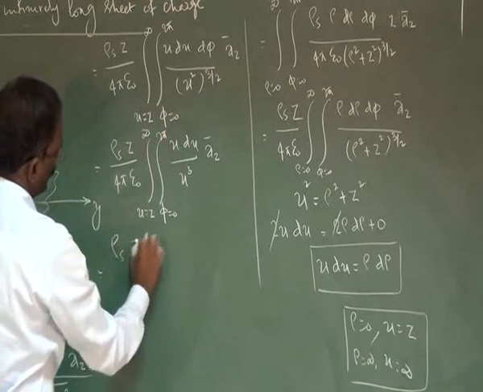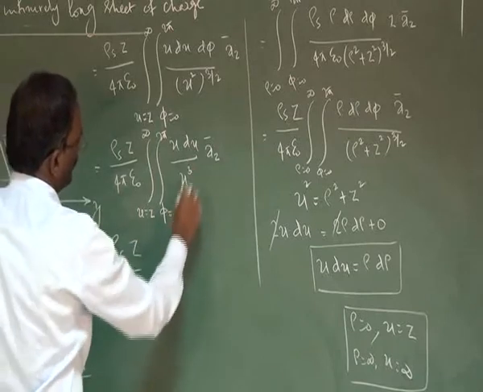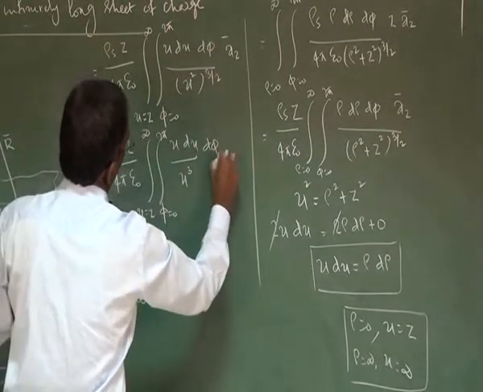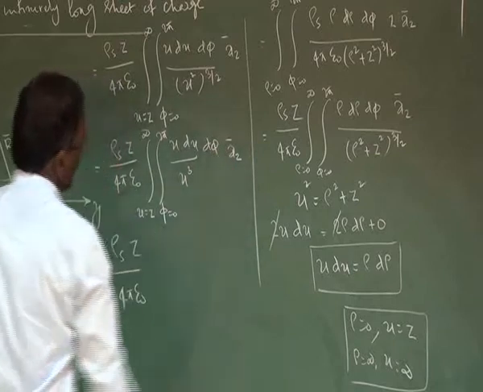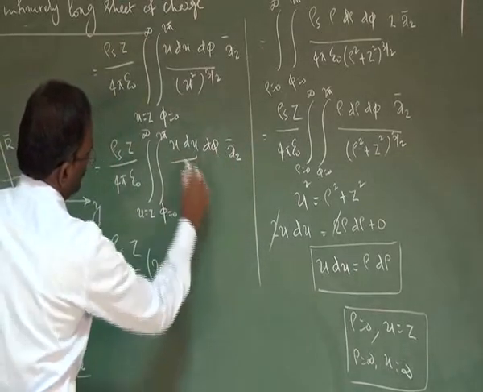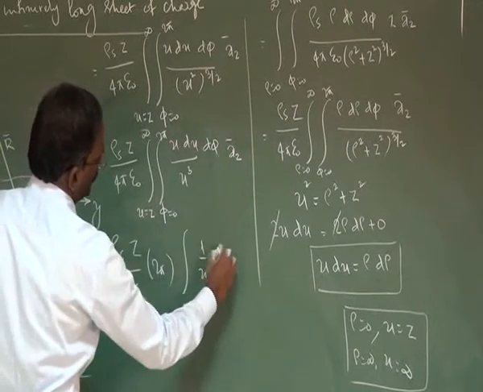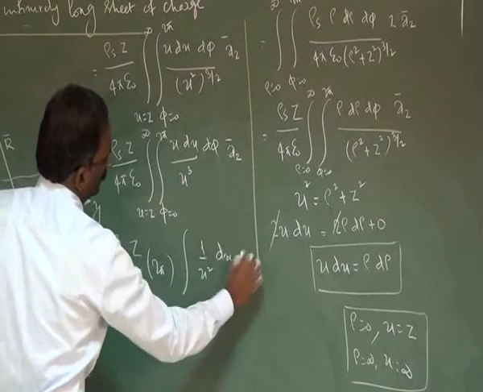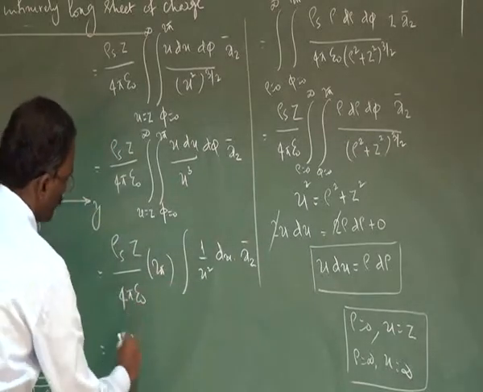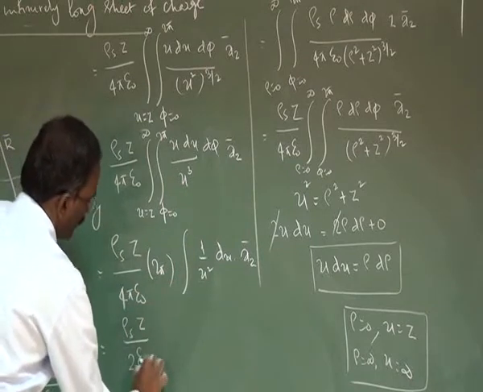So this will become rho s z divided by 4 pi epsilon o. If I integrate d phi, which I missed here, d phi a z bar, d phi gives 2 pi, and this will be 1 by u square, u by u cube, 1 by u square du, the unit vector is a z bar. 2 pi times it is 4 pi, so rho s z divided by 2 epsilon o.